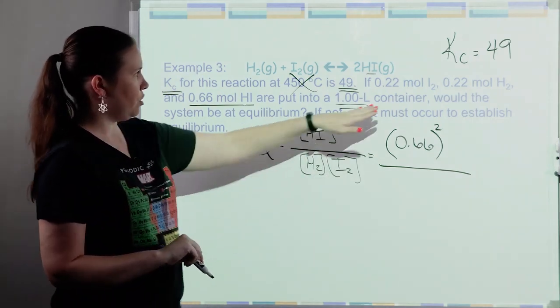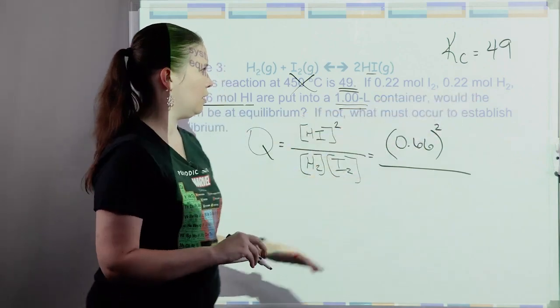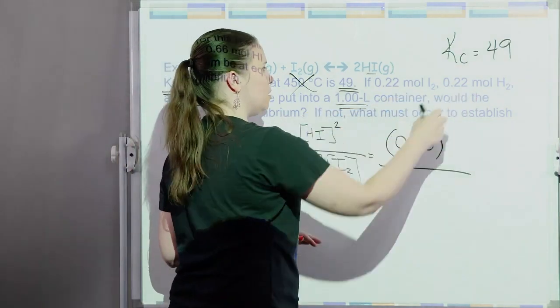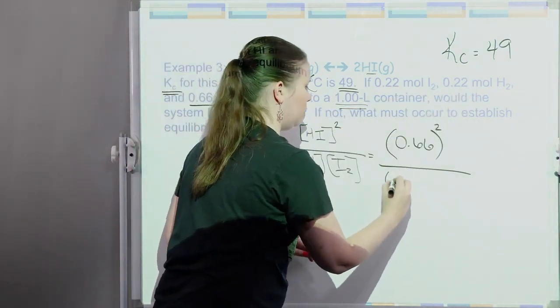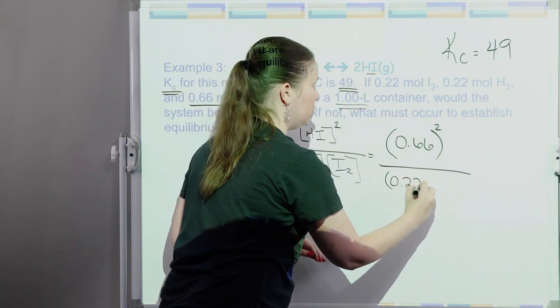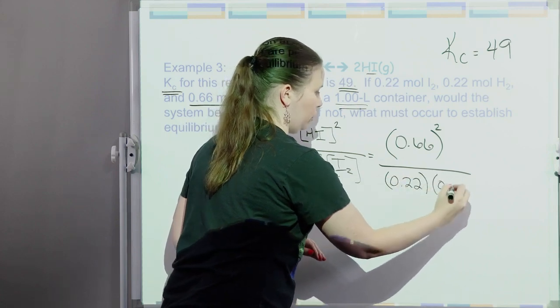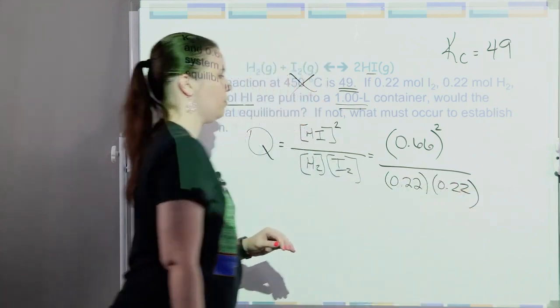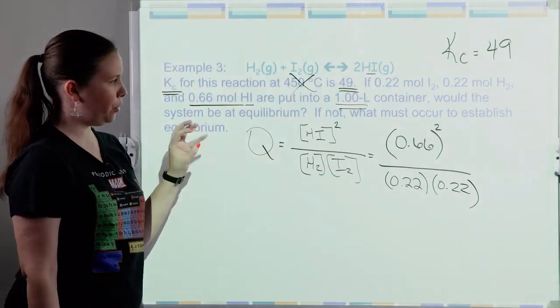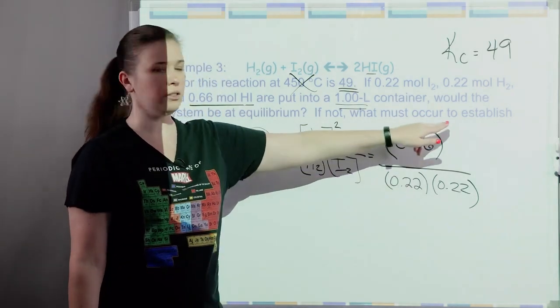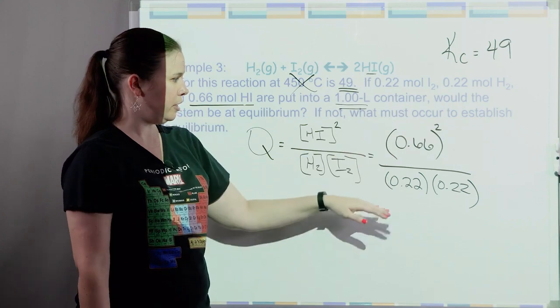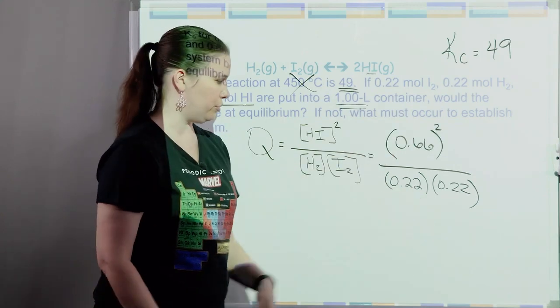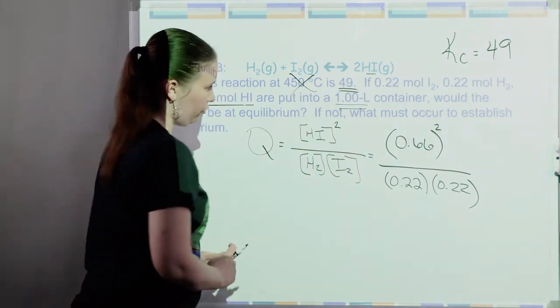It's probably the most common mistake I see with this. Then we have our concentrations of hydrogen and iodine here, and they happen to be equal to each other. So we need them twice. 0.22 times 0.22. So now we want to put this in the calculator. Don't forget to square the 0.66, and then you're dividing by 0.22 twice. What do we get for Q?